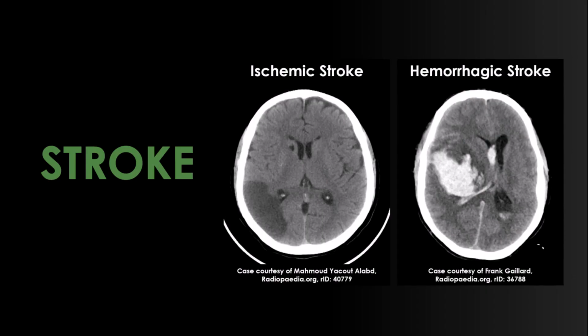An acute ischemic stroke presents as a hypodense or dark area within the brain matter. Hemorrhagic stroke is a sudden episode of neurological deficits caused by a focal disruption of blood flow to the brain, but for a different reason. It's as a result of intracerebral bleeding. Hemorrhagic stroke presents as a hyperdense or bright area within the brain matter.